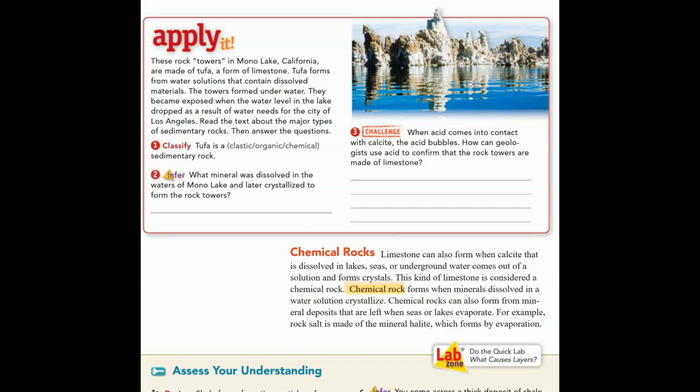Okay, but here's a challenge question. Betcha you can't figure this one out. When acid comes into contact with calcite, the acid bubbles. How can geologists use acid to confirm that the rock towers are made of limestone? What do you think? Well, if they need to find out if this is made of limestone, and we know that limestone is made up of calcite, then they probably put a little bit of acid on there. They just go, bloop, bloop, bloop, here's a few drops of acid. Are you gonna bubble? And if it bubbles, they'll be like, calcite, whoop, limestone. Those are probably not the exact words, but you get the picture.